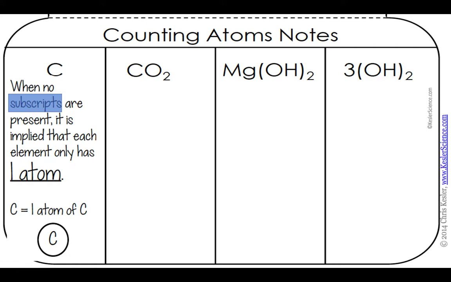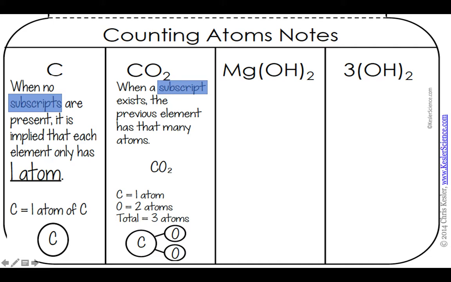And it says when no subscripts are present, it is implied that each element has only one atom. So if you see any chemical symbol and there's not a number behind it, that means there's only one of those atoms. Now, we're going to look at carbon dioxide, CO2.